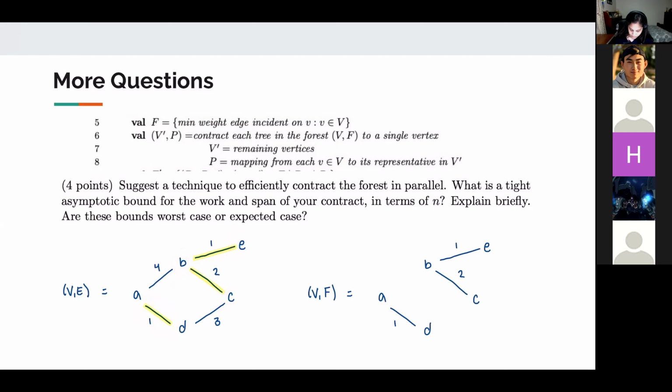So you end up picking these edges, and your next graph looks like this, where you have V and F looking like this. And then what we're going to do is take this and contract each tree in F into a single vertex. So what contraction technique do you think would be useful to use in this problem?